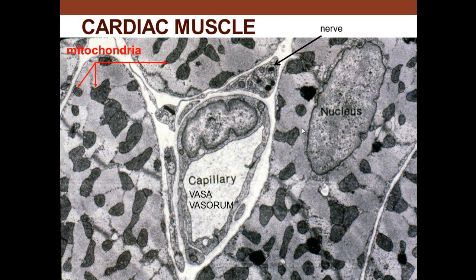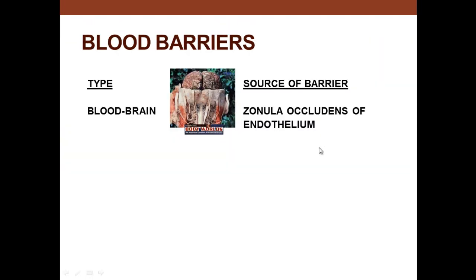Vasa vasorum again here in this elastic artery, and indeed the coronary artery is a vasa vasorum of the heart. So we see these cardiac muscle cells, and here's a capillary inside there, which is part of the vasa vasorum. There's a little piece of nerve as well. These are the myofibrils as well as the mitochondria and the nucleus of these cells.